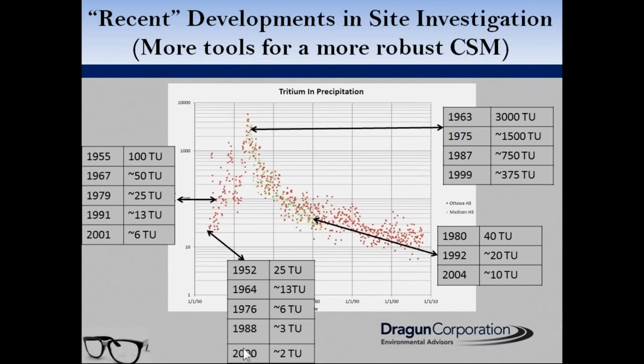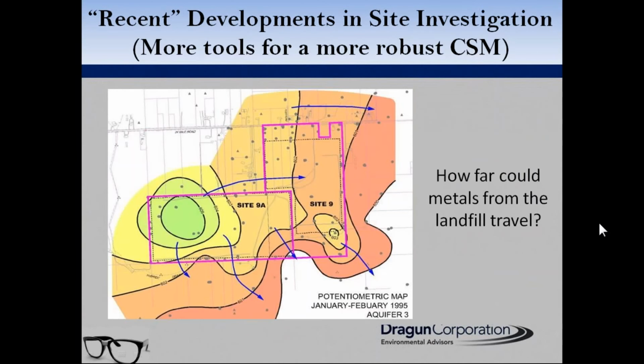And then something like around the peak in 1963, where there were 3,000 tritium units, 1 half-life later would be 1,500. 2 half-lives later would be 750, and so on. So you can get an idea from what the tritium concentration is in the groundwater of when it recharged. So let's look at an example problem.